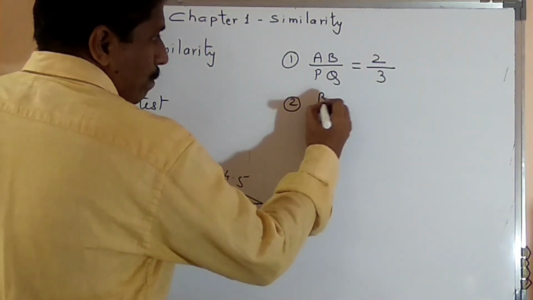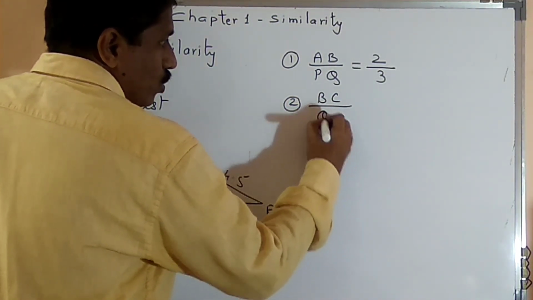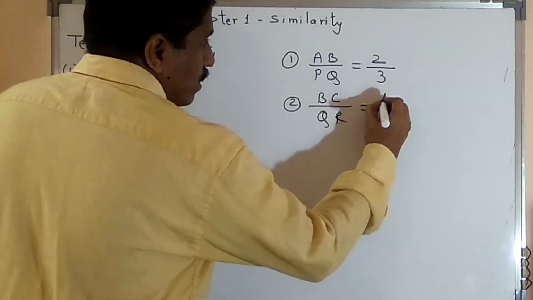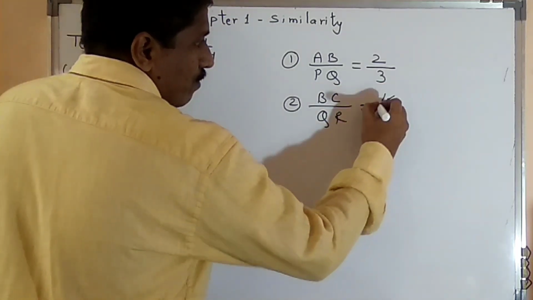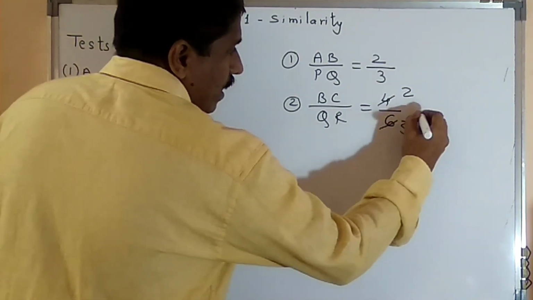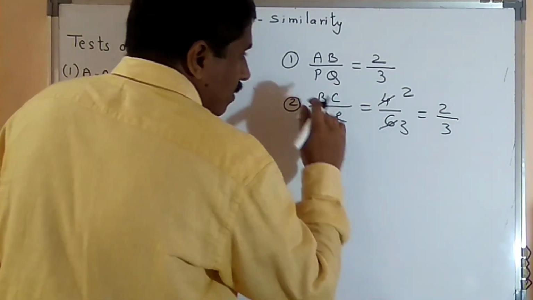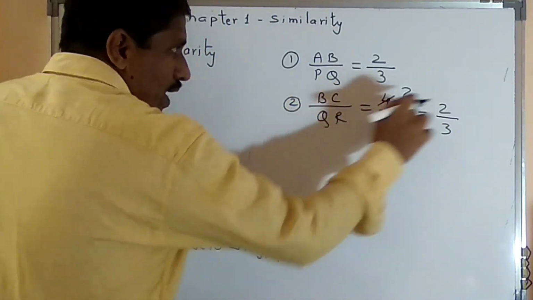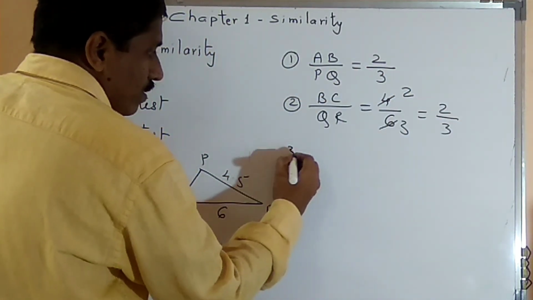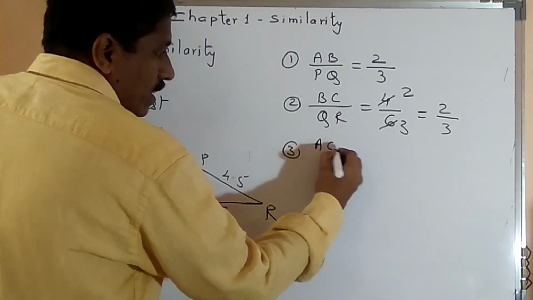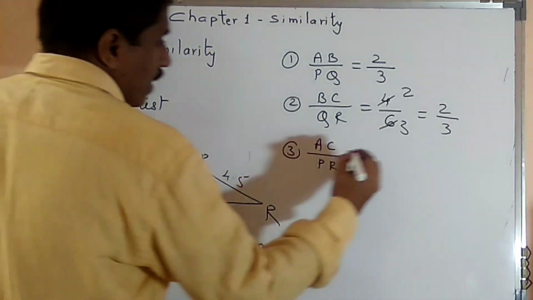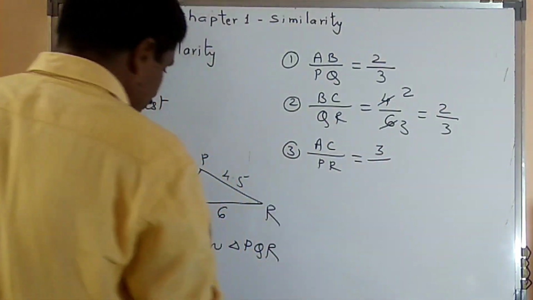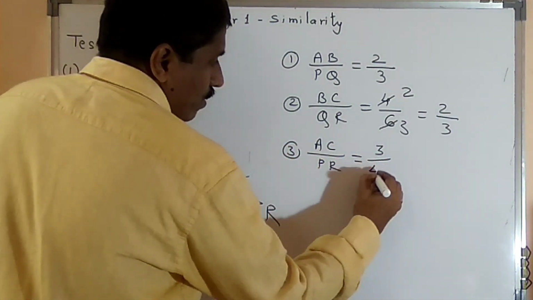Second one, BC upon QR. How much is BC? BC is 4. How much is QR? QR is 6. If I simplify, again I will get the ratio BC is to QR as 2 upon 3. Third one, AC upon PR. Substitute the value of AC. AC is 3 and this one is 4.5.